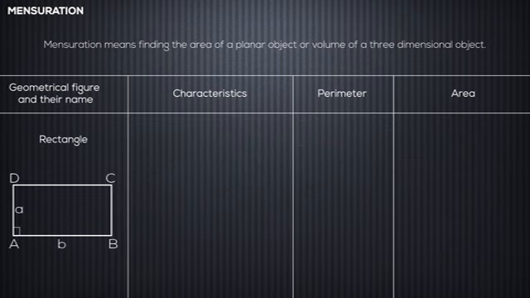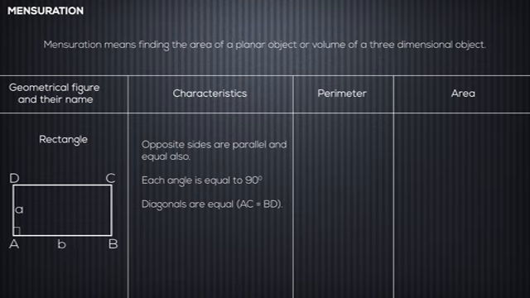Rectangle. In a rectangle, opposite sides are parallel and equal. And each angle is equal to 90 degrees. The perimeter of a rectangle is 2 times the sum of its length and breadth. The area of a rectangle is given by the product of length and breadth.